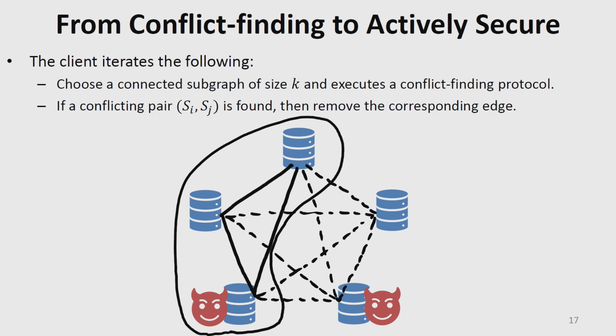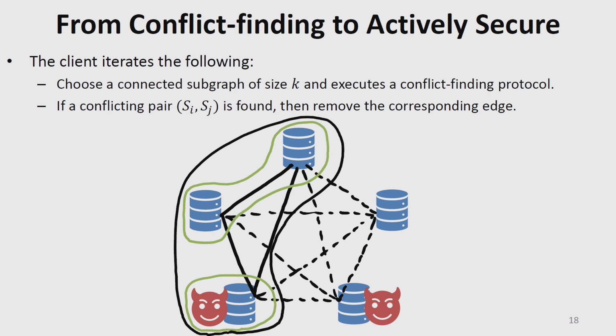First, the client finds any connected subgraph of size k. In this case, k is 3. And then the client executes a conflict-finding protocol with servers in this subgraph. The conflict-finding protocol allows the client to find a partition of these 3 servers. It is important that all the honest servers in this subgraph are included in the same group.